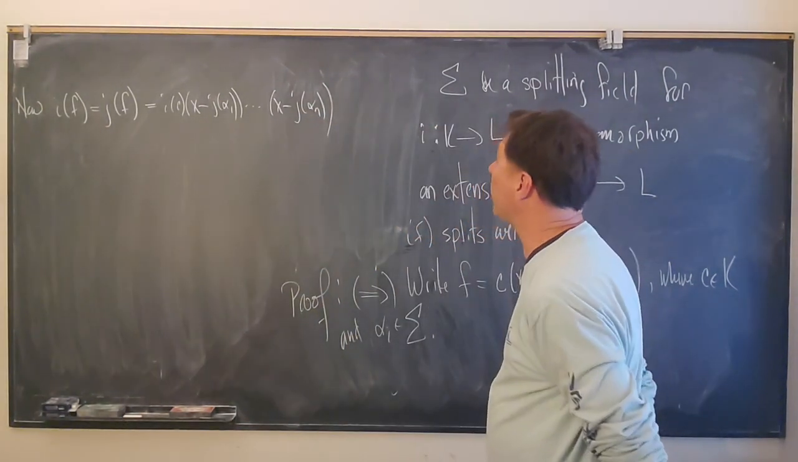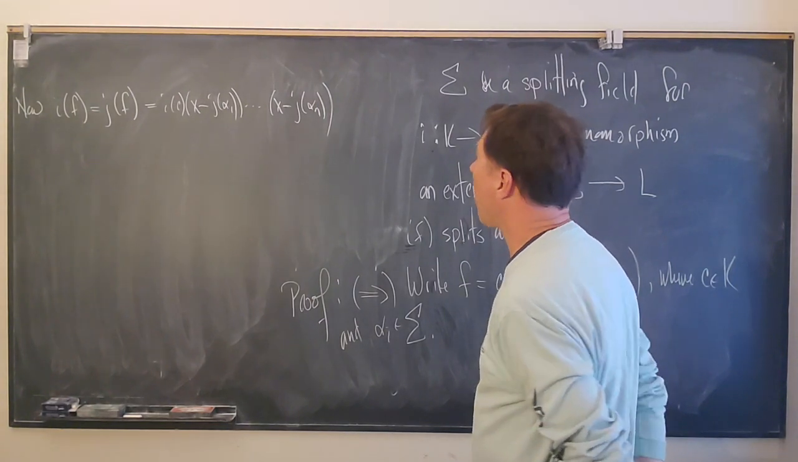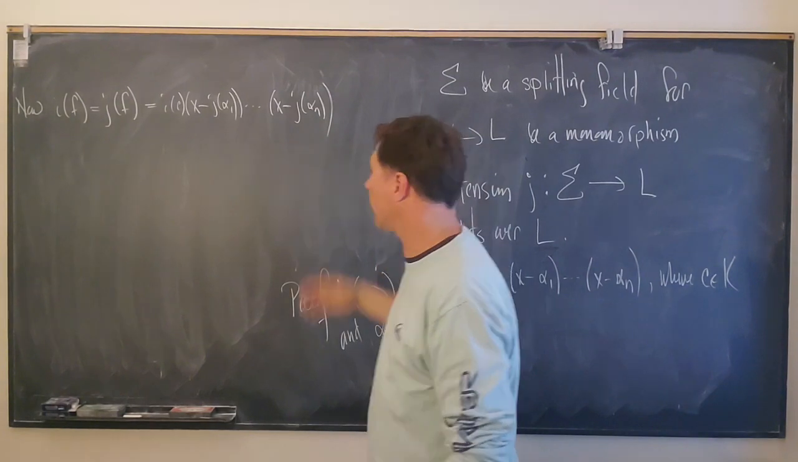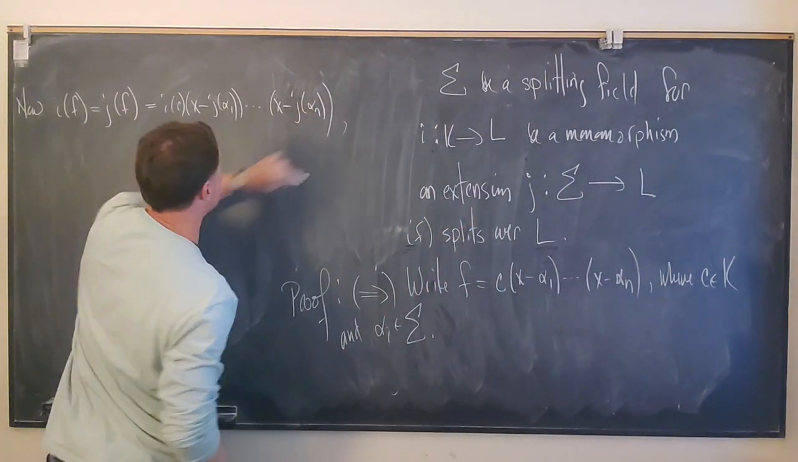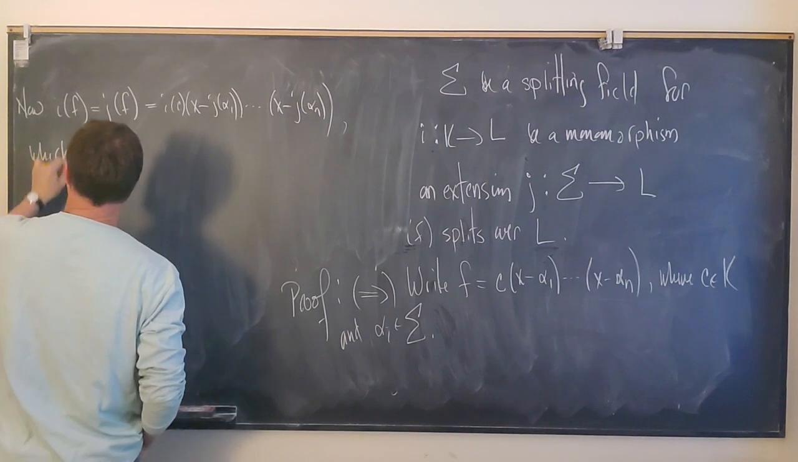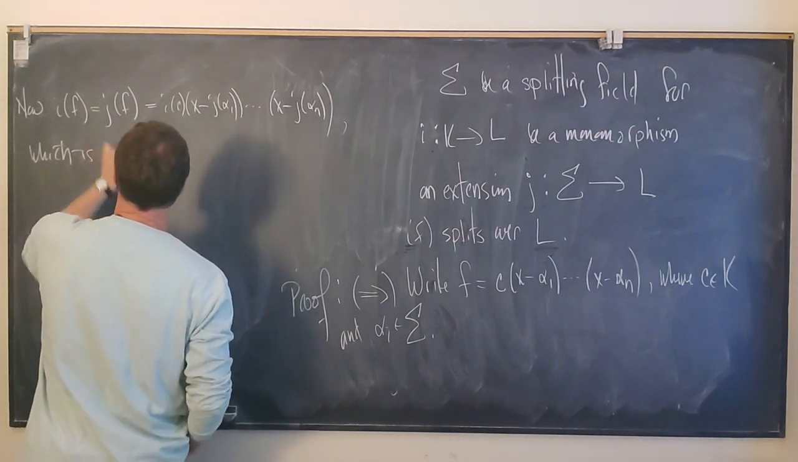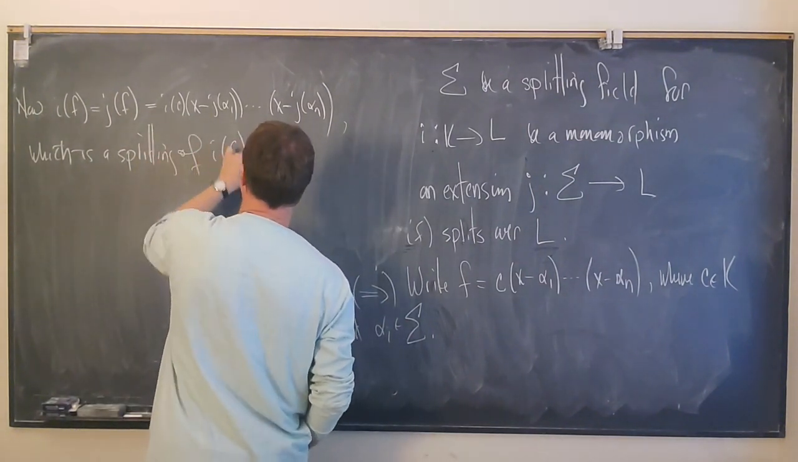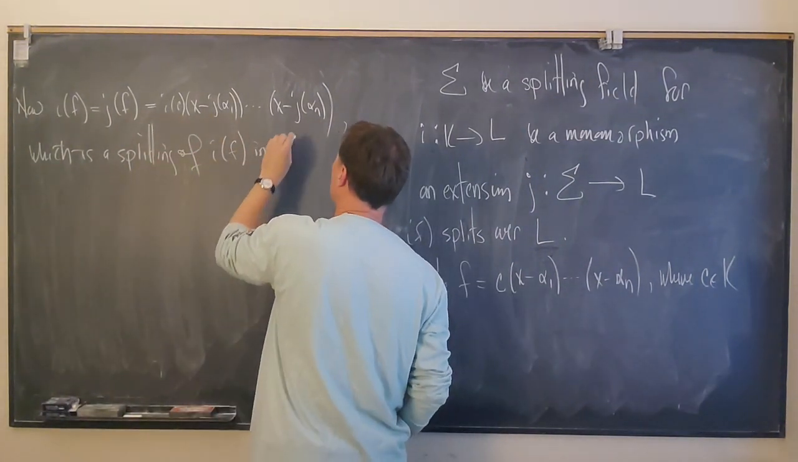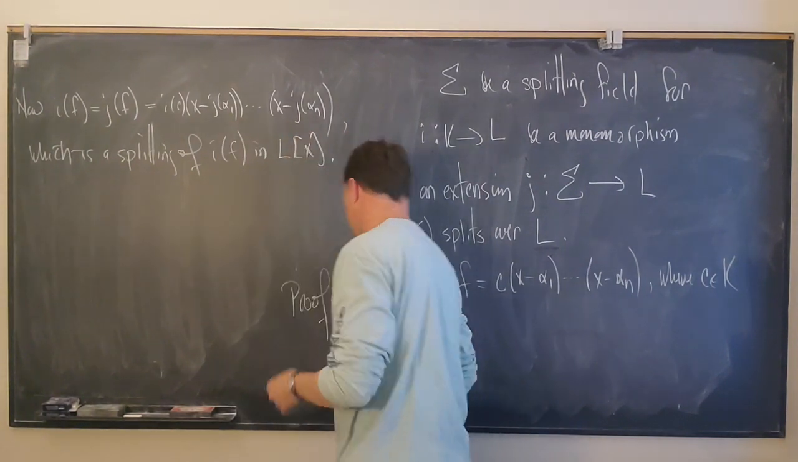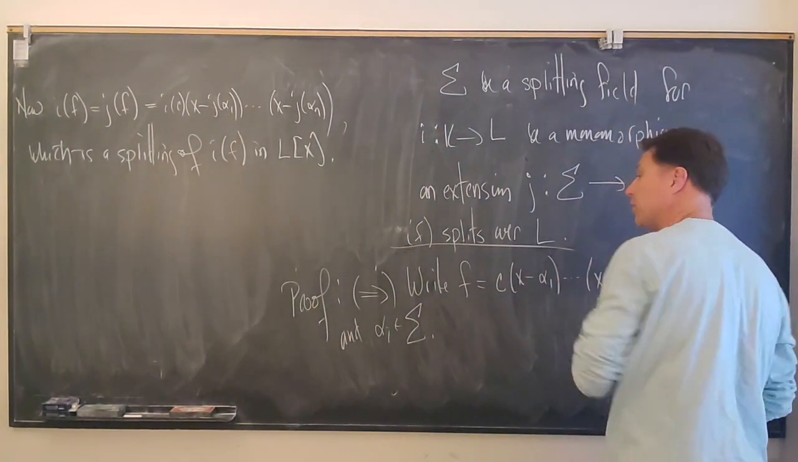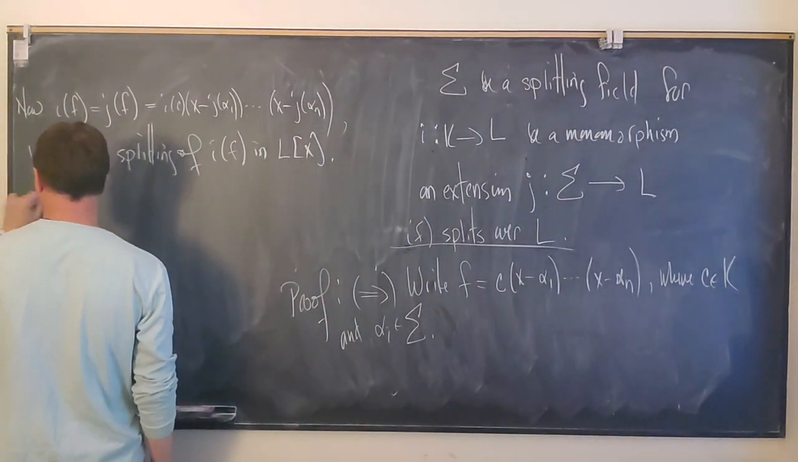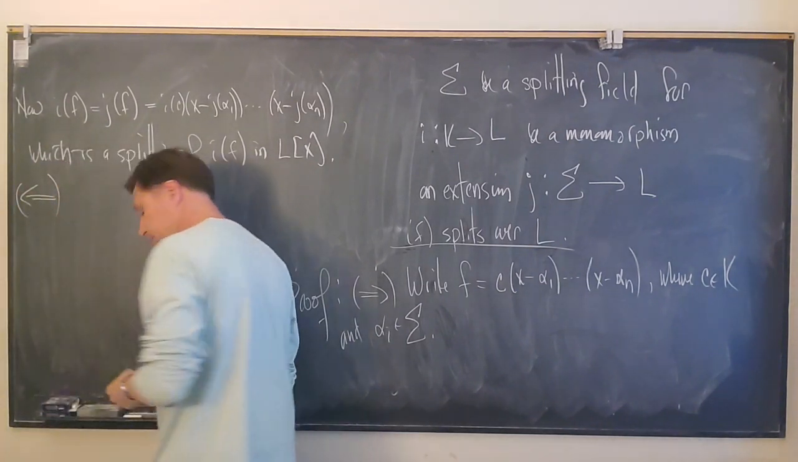And so where does this happen? Well, all of the j of alpha i's live in L, and so this is a splitting of I of f, happening in L bracket x, which is exactly what we need. We need I of f to split over L. So, okay, now the hard direction, that's the reverse direction.